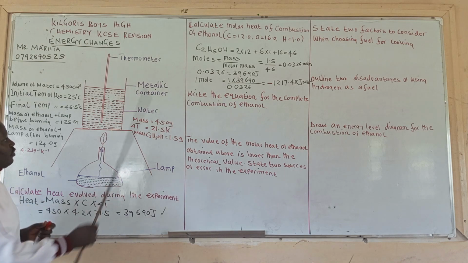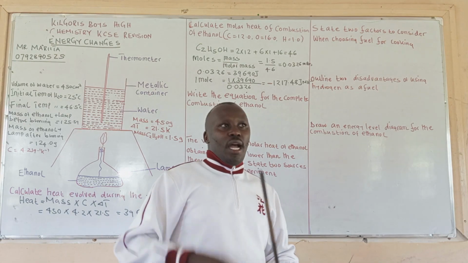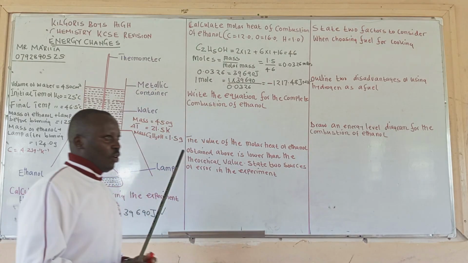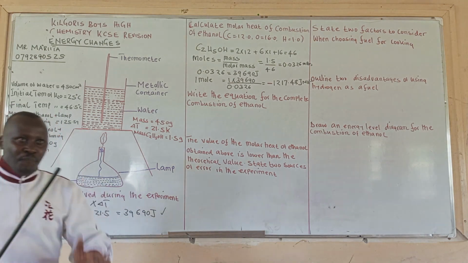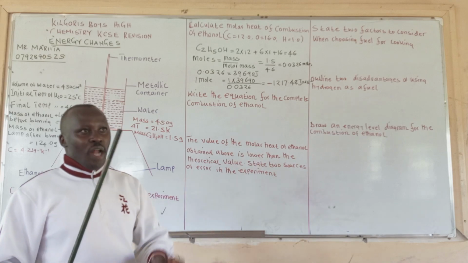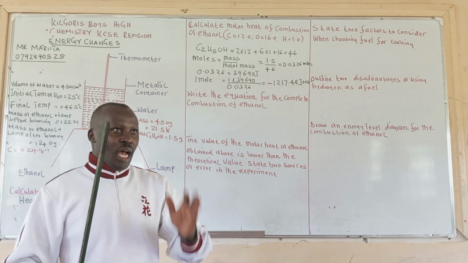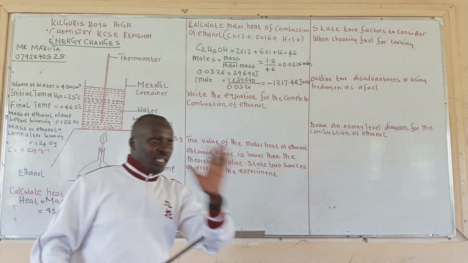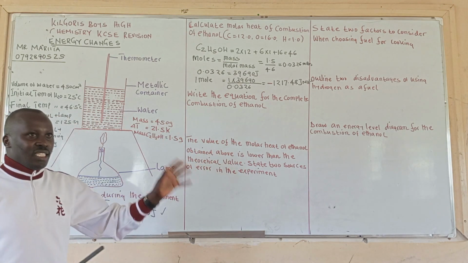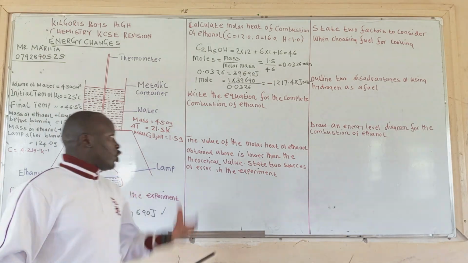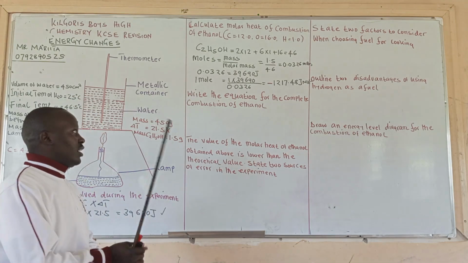Now, write the equation for the complete combustion of ethanol. Remember, ethanol is an alkanol from organic chemistry, and any compound that contains carbon and hydrogen, when burned in the presence of oxygen, has only two products: carbon dioxide and water. So ethanol contains carbon and hydrogen, and wherever you find that, the only products you can get are carbon dioxide and water.